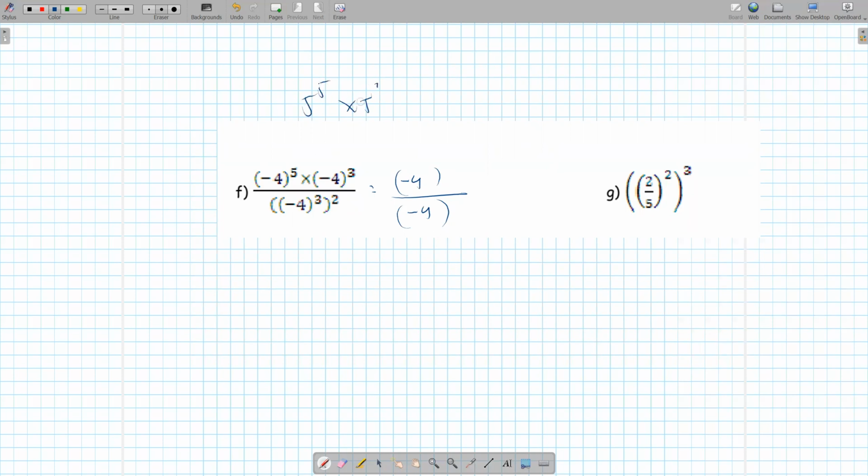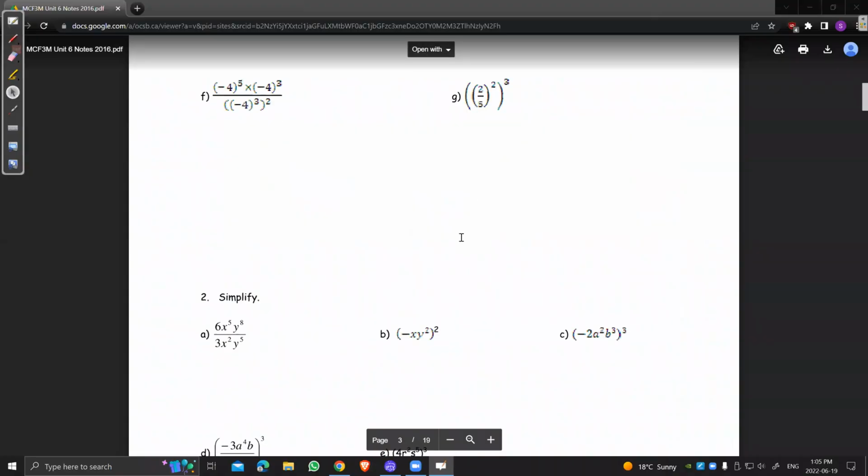What would we do if it was like this? You add? Yeah, same thing here. So what do we get? 8. At the bottom, you have a 6, you subtract, you get -4 squared, you're done. Here you have a power of a power, what do we do? You multiply? Yeah, so what do you get? 2 over 5 to the power of 6, you're done. Okay, easy as that. It's one step actually.